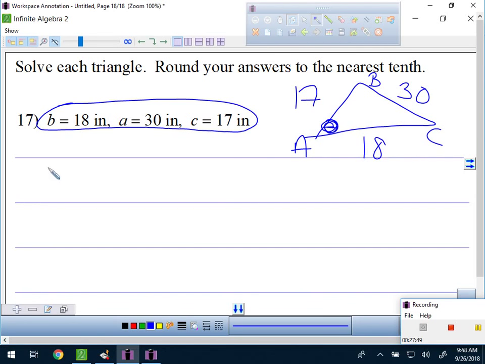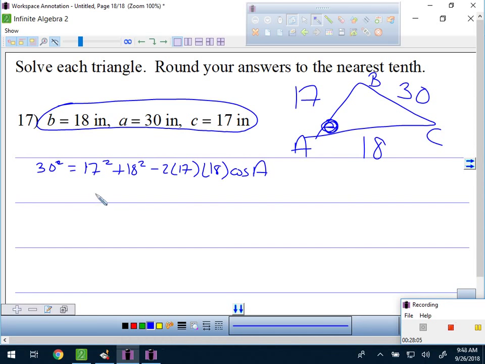So law of cosines will be given to you. I'm going to write it out for you. This is going to be 30 squared equals 17 squared plus 18 squared minus 2 times 17 times 18 cosine of A. Now, again, this is the one y'all didn't like. It's because it takes longer to do. So we're going to do some arithmetic.